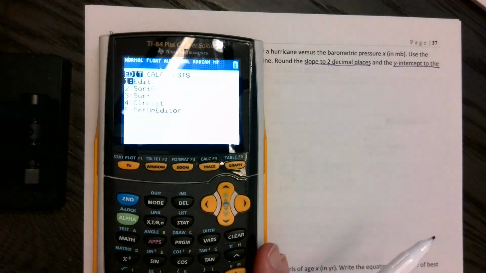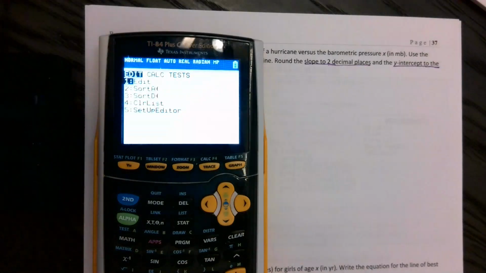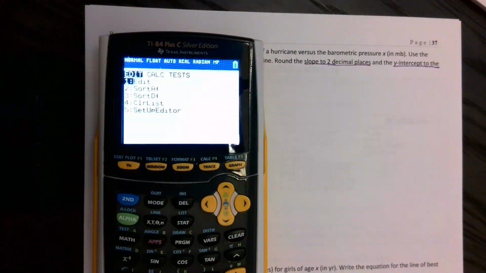I put my hand over the light. I have a light over my desk and it's putting a glare on it.